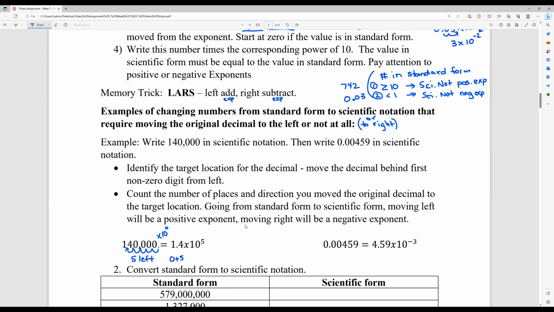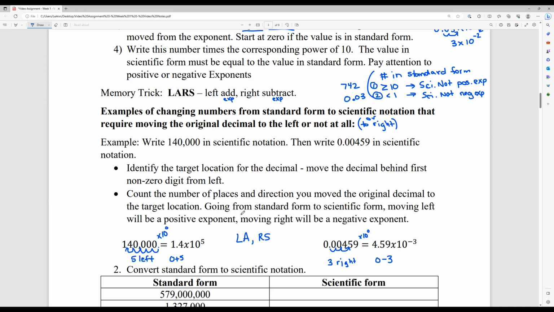For this one, notice to get it to the correct scientific notation, we need to move to the right 1, 2, 3 place values, because that 4 would be a single digit 1 through 9 that would then be right to the left of our decimal point. So 4.59, we moved right 3. So if this was times 10 to the 0, think about our starting point, we're going to be subtracting 3. So left add, right subtract, LARS.